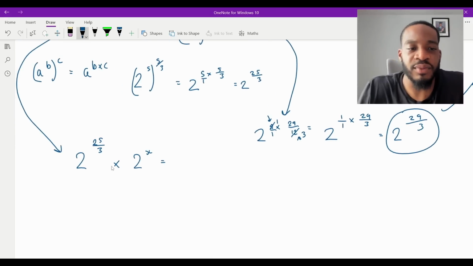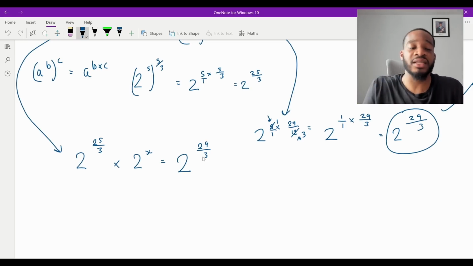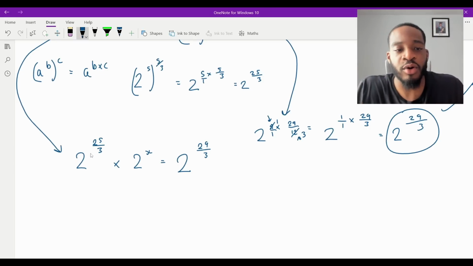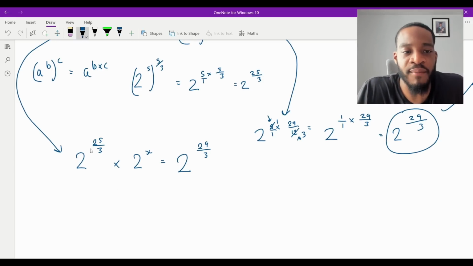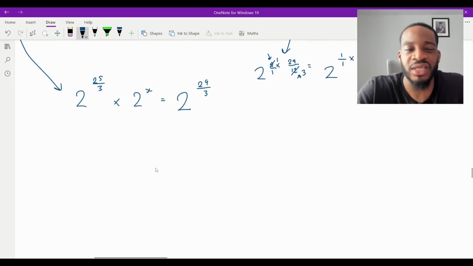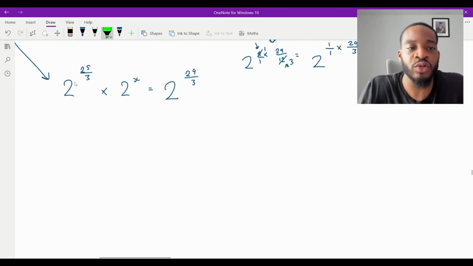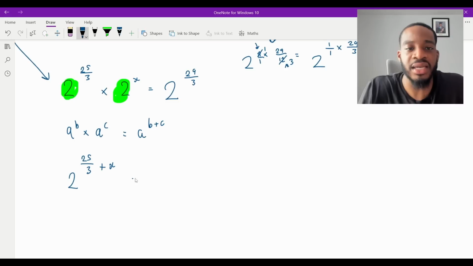So now I can write this. It's going to be 2 to the power of 25 over 3 times 2 to the x is going to equal 2 to the power of 29 over 3. The whole point of getting it to be the same base is to use your index laws now, because we're trying to figure out what x is. There are two ways to do that, and I'll show you both. First, we have two powers with the same base. Using our index laws, a to the power of b times a to the c is just going to equal a to the b plus c. So that becomes 2 to the power of 25 over 3 plus x, and this is going to equal 2 to the 29 over 3.